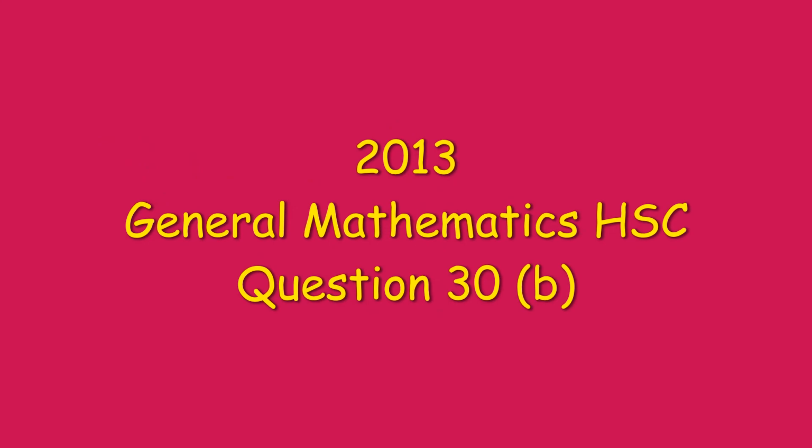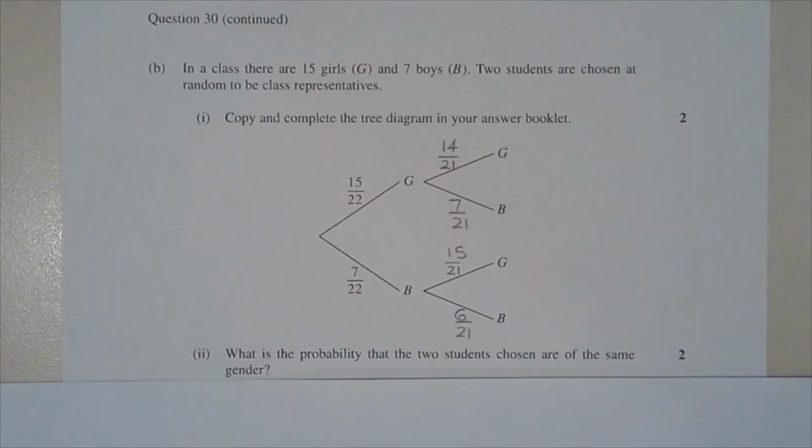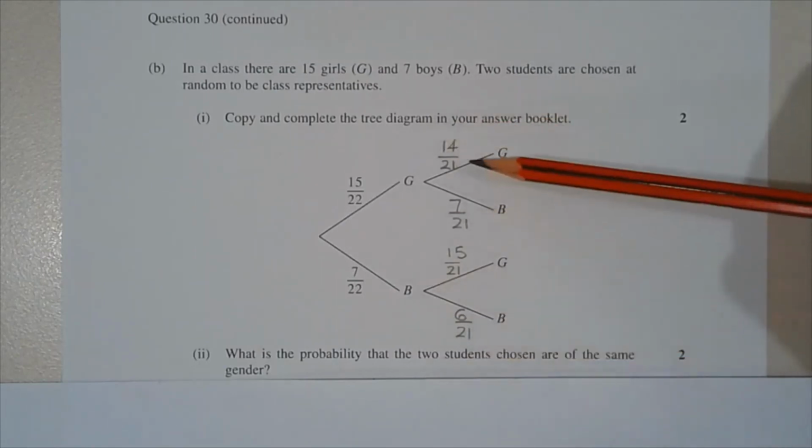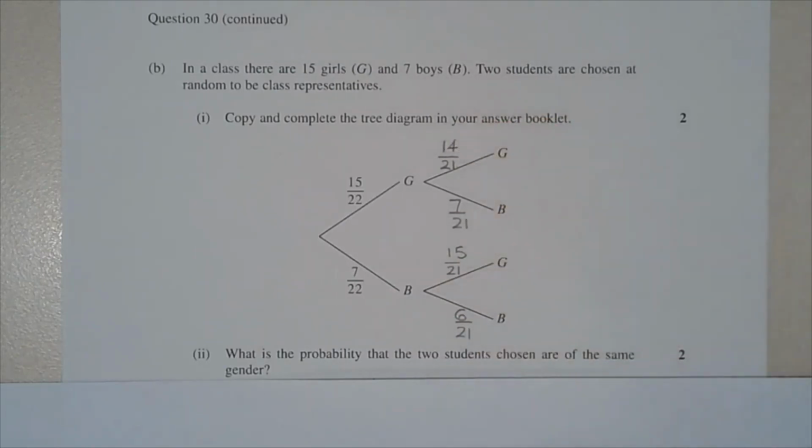Question 30b. In a class, there are 15 girls, G, and 7 boys, B. 2 students are chosen at random to be class representatives. Part 1. Copy and complete the tree diagram in your answer booklet. Now I've completed the tree diagram already. I'm going to explain how I determined these fractions.